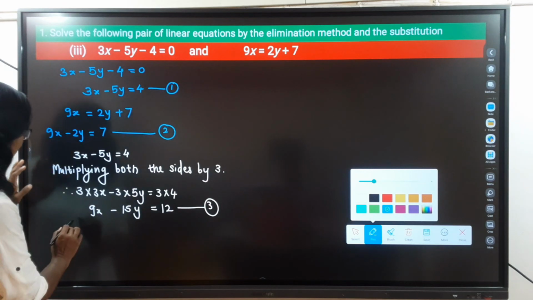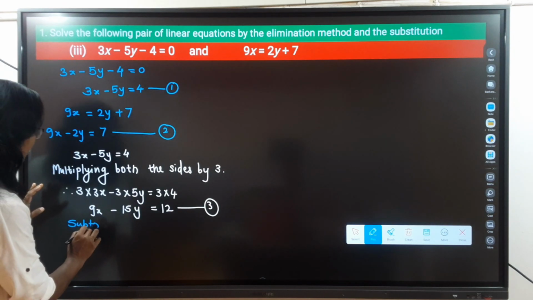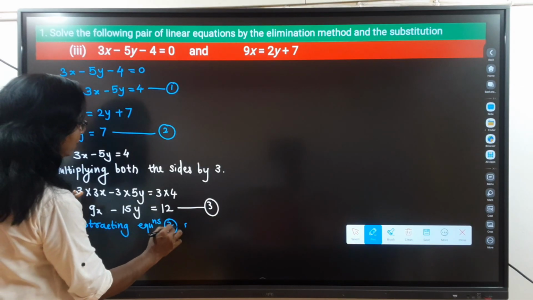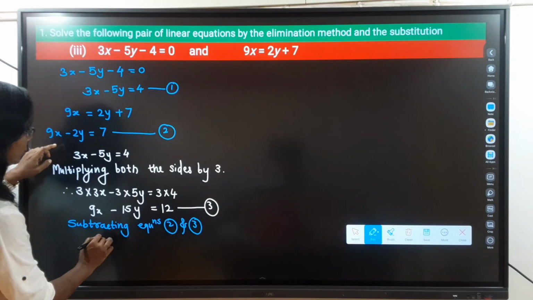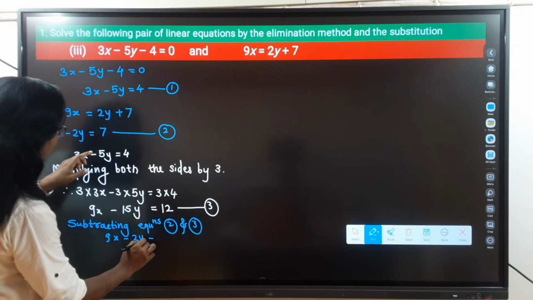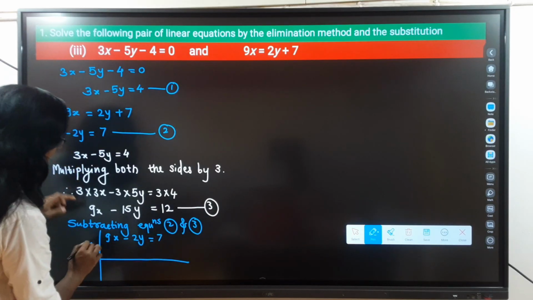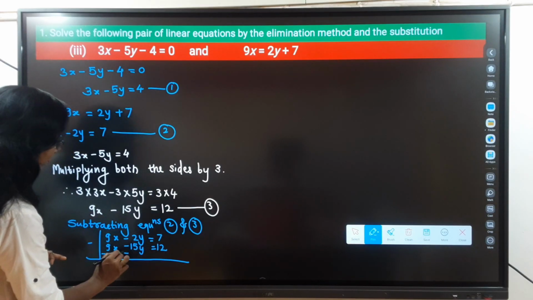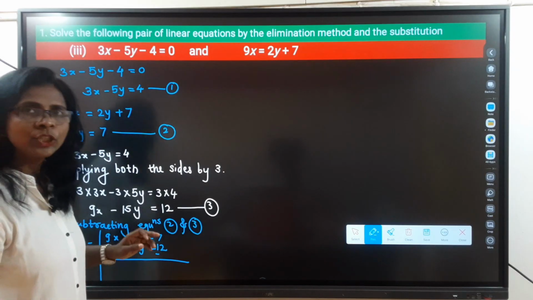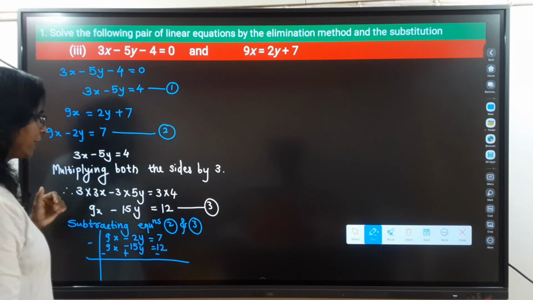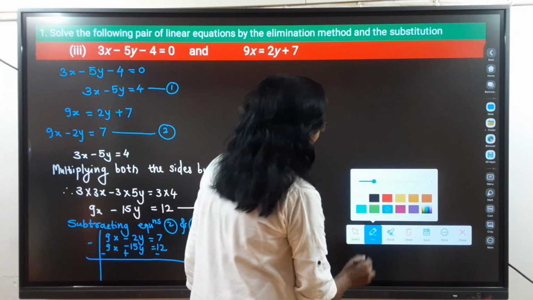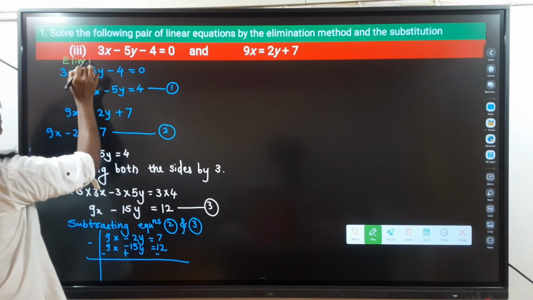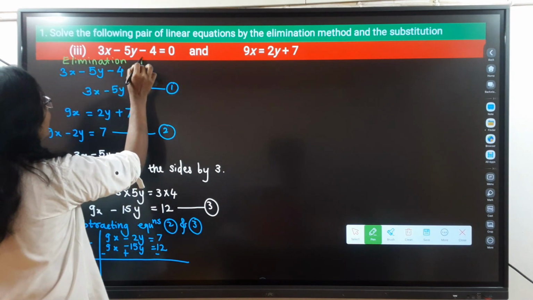So here I write down that first we subtract equations 2 and 3. I write down the second equation 9x minus 2y is equal to 7, minus 9x minus 15y is equal to 12. So here minus, plus and minus, because we change the sign while subtracting. Okay students, but before that I write down that this is the elimination method. So I write here elimination method.